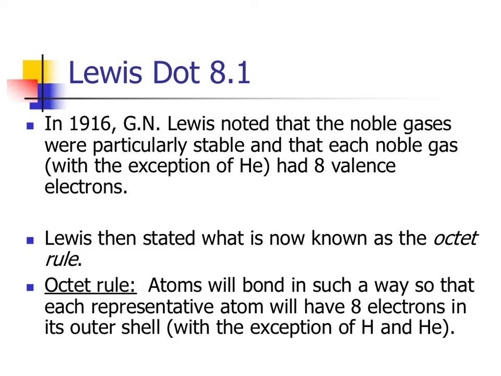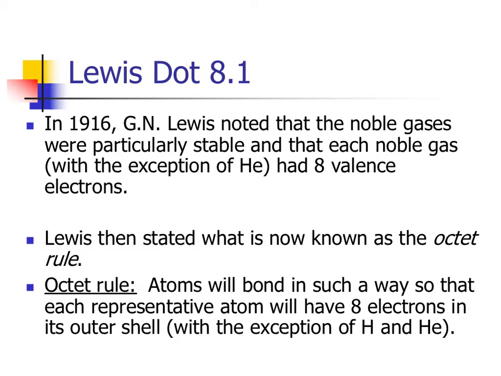G.N. Lewis noted that the noble gases were very stable, and that makes sense because they have what's called an octet, meaning they have eight valence electrons, with the exception of helium. And that's because helium, to have its full outer shell, actually has only two, because it only has that one shell.